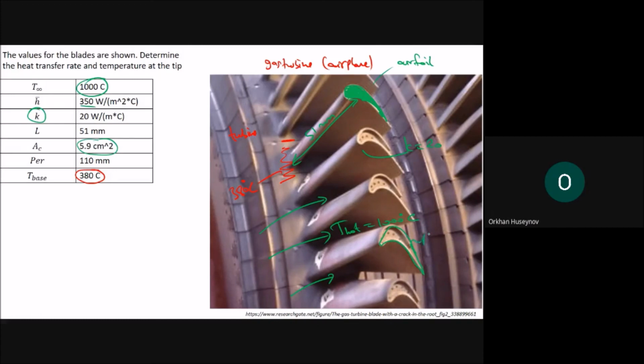Okay, and this is the perimeter, the length of this circumference here, and this is 110 millimeters. And the base temperature is 380, as I said. Determine the heat transfer rate, so that is the heat transfer rate from the gas to these plates. This is the first one.